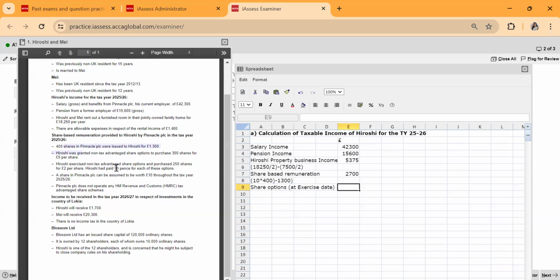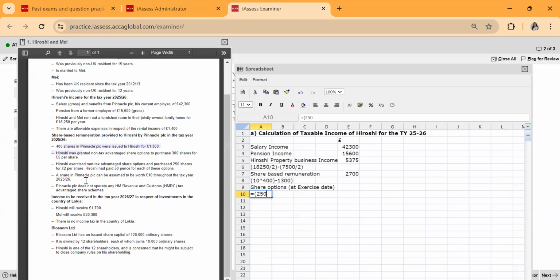Exercised at 2 per share and Hiroshi paid 50 pence. So exercise was at 2 per share, but he paid 50 pence for it, right? So what is the exercise that we will take here? Look here. What is the income that we will take here? There are 250 shares, 250 options, sorry.